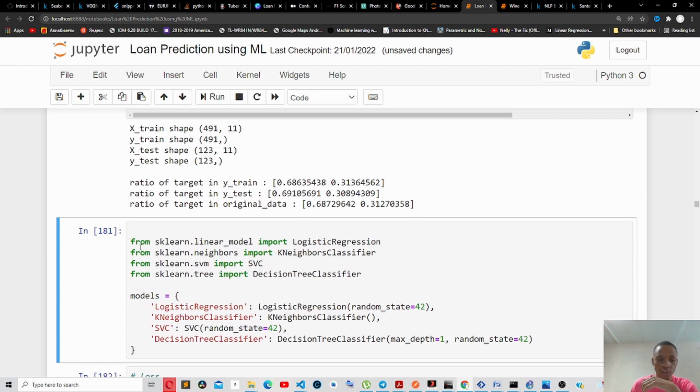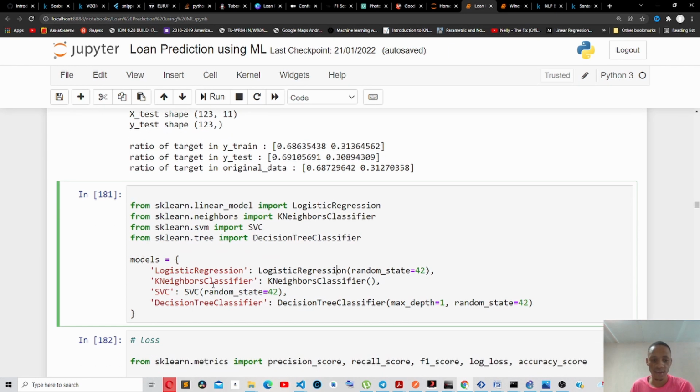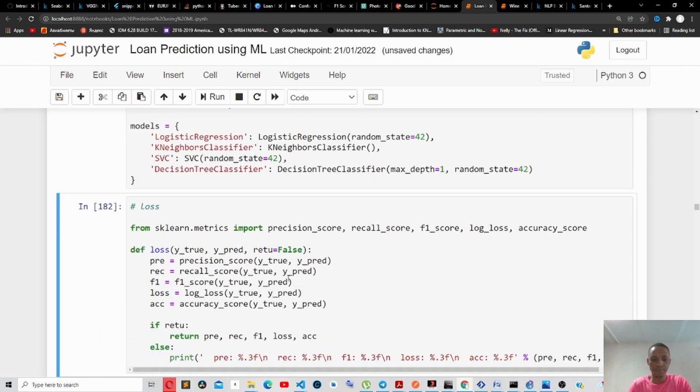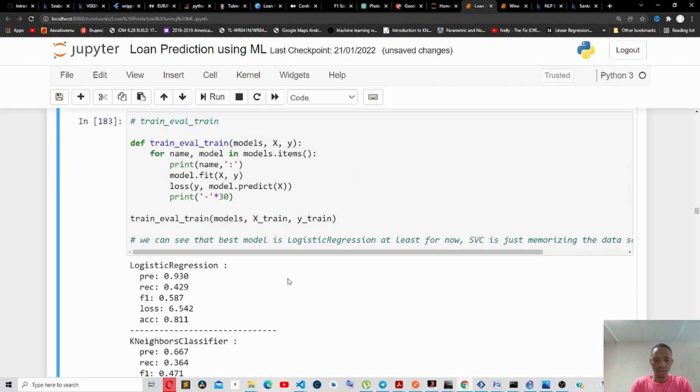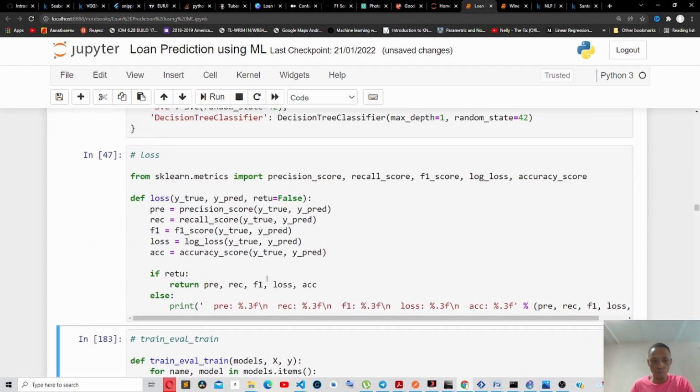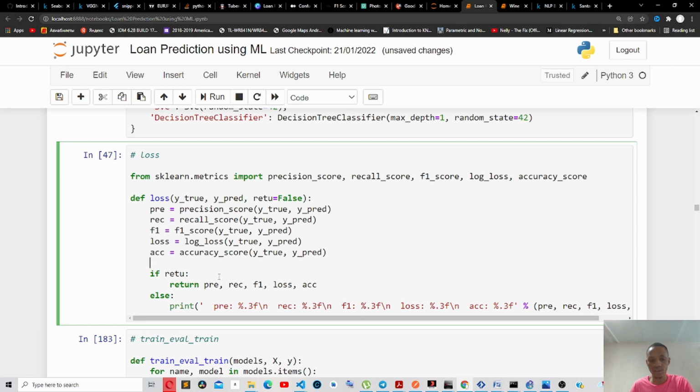And then the other thing is we are going to initialize our models. We have logistic regression, k-nearest neighbor, the support vector classifier, and decision tree classifier. We're going to create a dictionary of our models, where the key is the name, for logistic regression, and the value is the logistic regression object. The same goes for k-nearest neighbor. And then we also need to calculate the precision, recall, F1, loss, and accuracy, right?